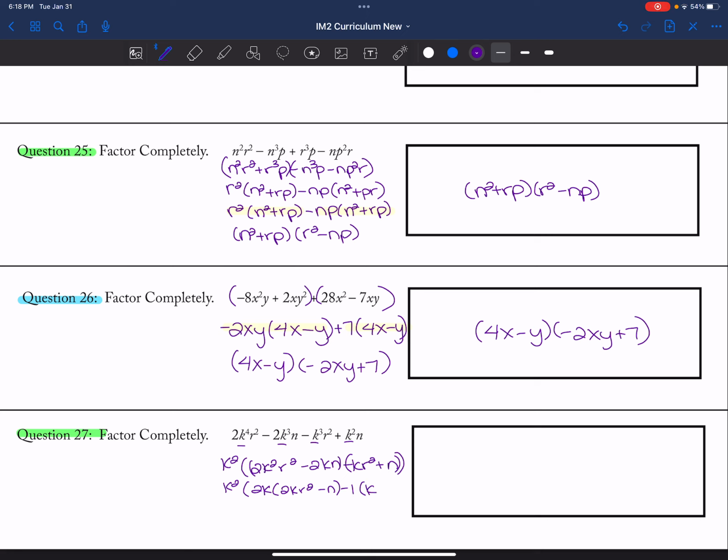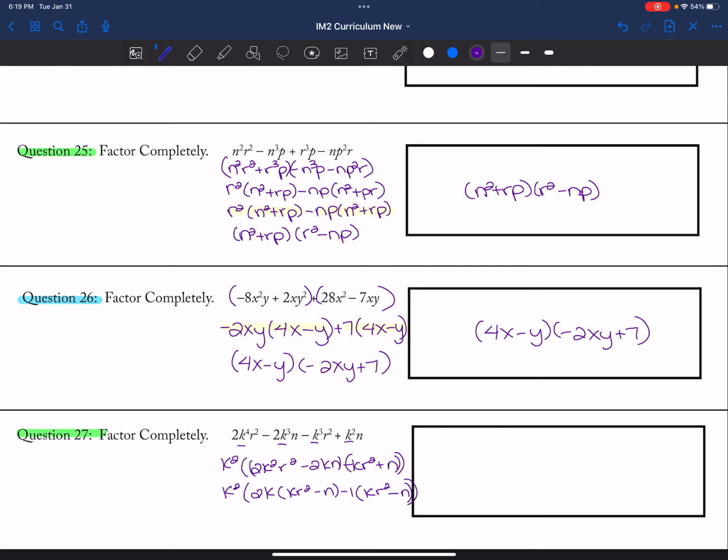Ooh, there's no 2. Sorry about that. Let's try this again. Okay, so what's in common? I have my k squared. What's in common here is a 2k. I'm left with k r squared minus n. What's in common, my last two terms, is a minus 1 because I can't really factor anything else out, but I do need it to be a positive k r squared, and then that's minus n.